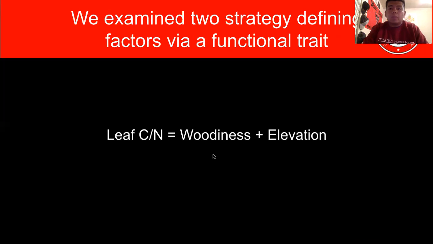The two specific defining factors that I looked into were woodiness, specifically for the life history traits, and elevation for the environmental factor. And the functional trait that we used for this project was the leaf carbon nitrogen ratio. I'll talk about these specific defining factors one at a time. First, I'll talk about elevation.